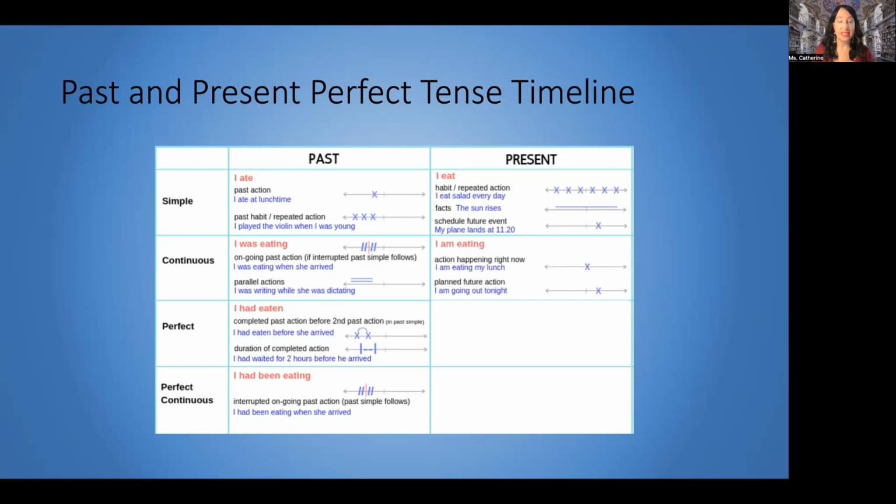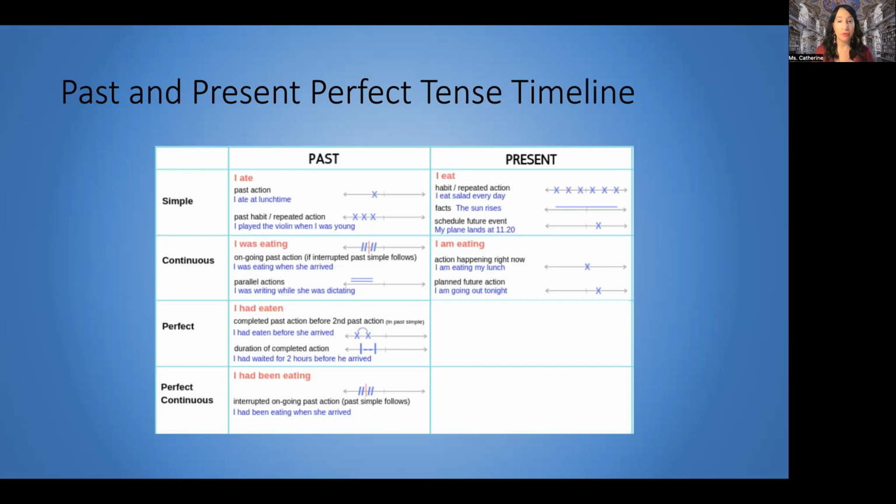An example of present continuous is I am eating. Additionally, this could be an action happening right now. For example, I am eating my lunch. Additionally, present continuous could be a planned future action. For example, I am going out tonight. Notice going out, okay? I am going. This would be a planned future action. So remember, this is present continuous. Look at your clue words, okay?